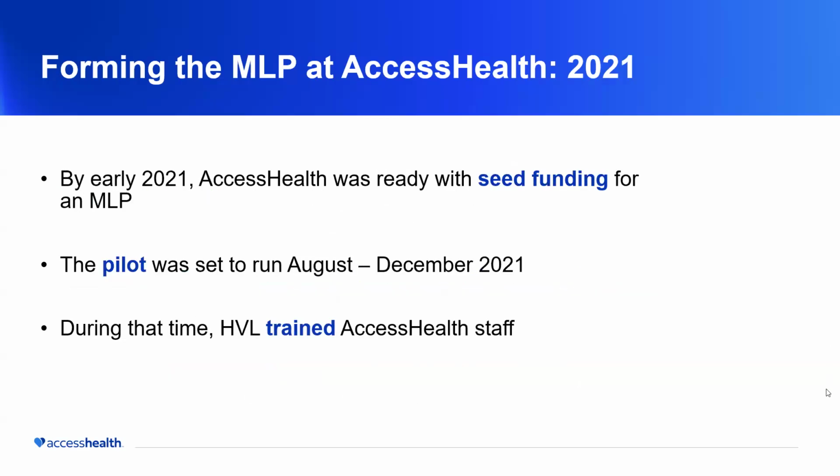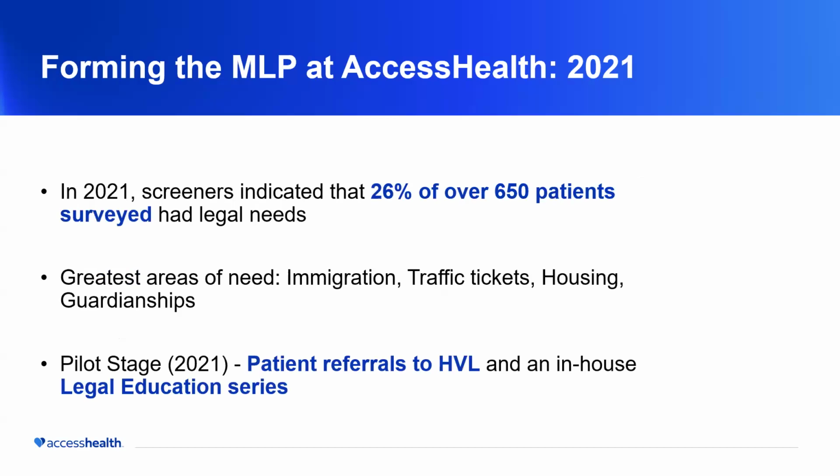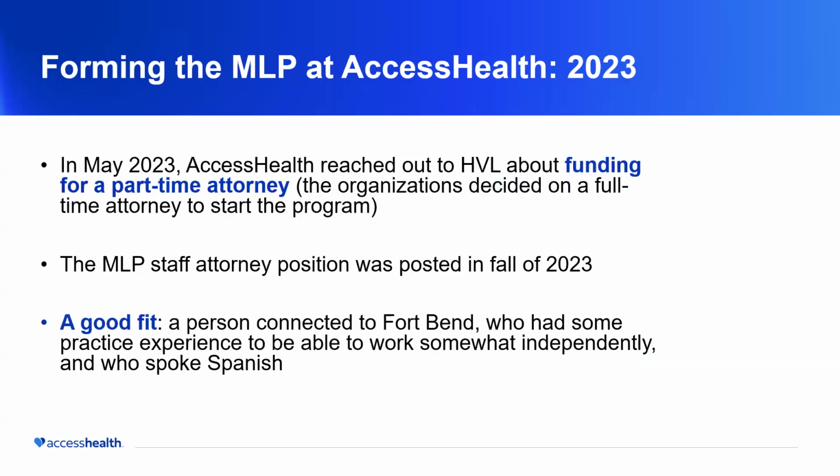So in 2021, AccessHealth secured funding to begin an MLP, and we set our pilot to run from August to December of 2021. During that time, Houston Volunteer Lawyers, or HVL, was working to train our AccessHealth staff. And so in 2021, our social needs screeners identified that 26% of the patients surveyed had legal concerns. The greatest areas of concern were immigration, traffic tickets, housing, and guardianship. And so during that pilot stage, we referred patients over to Houston Volunteer Lawyers. And then we also held in-house education series on different topics.